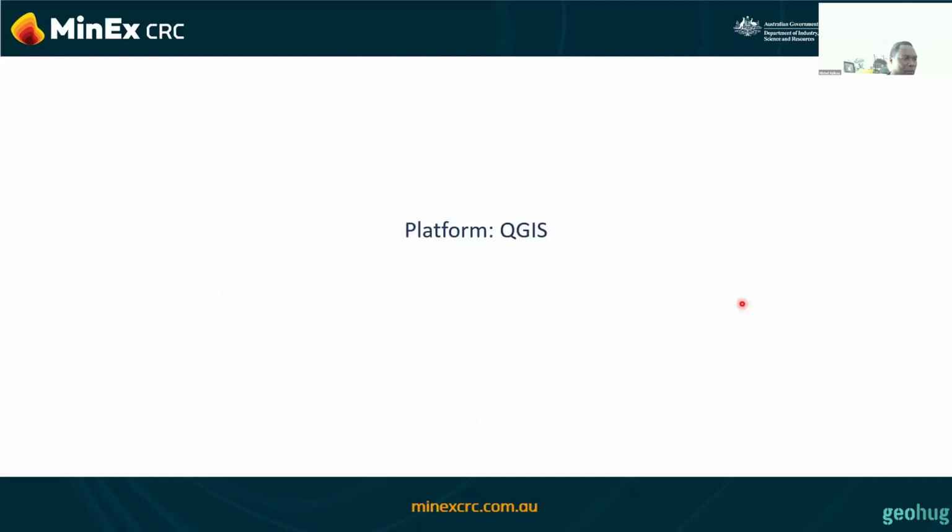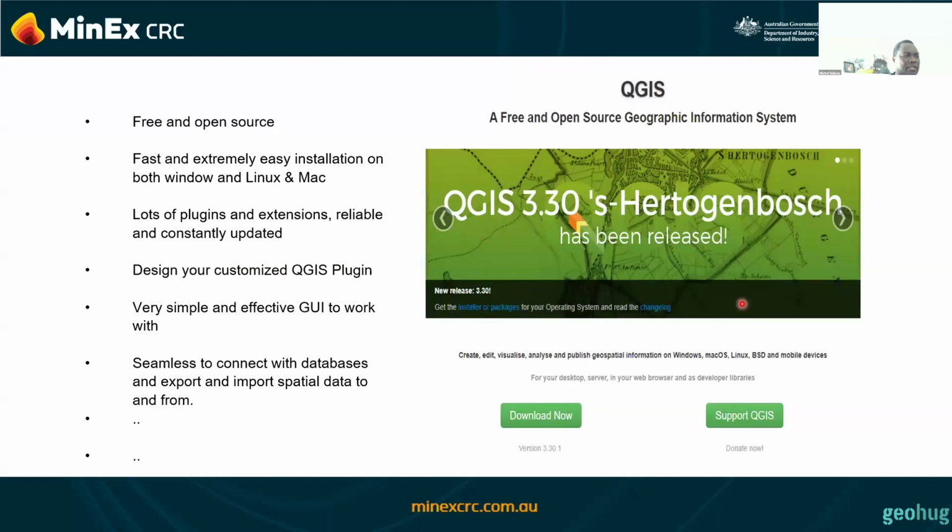The platform: QGIS. Why QGIS? QGIS is free and it's open, and it has a lot of extensions, plugins, reliable and constantly updated. You can design your customized plugin, a very simple and effective graphical user interface to work with, seamless to connect with databases and export and import spatial data and formats. So there's quite a lot of advantages to use QGIS because it's free and open. Once you install it, it becomes yours, and you can actually do a lot as you expect if you know a little bit of how to code.